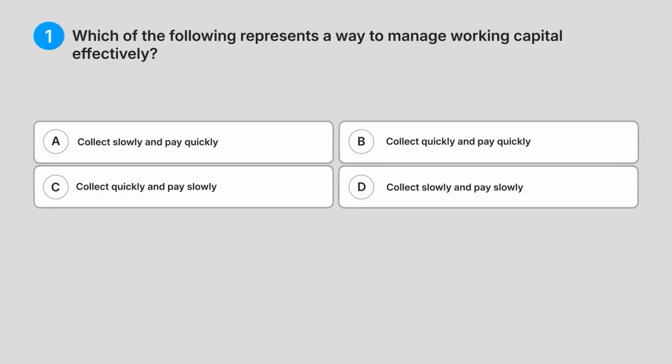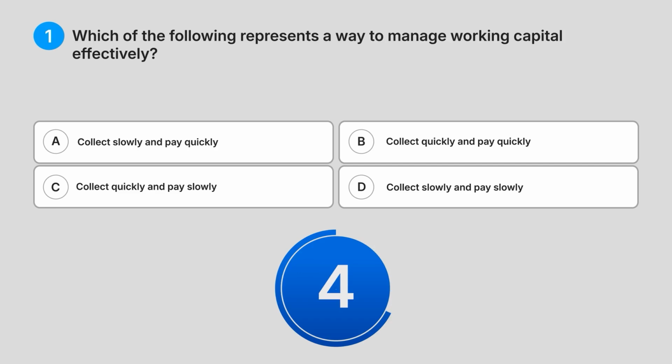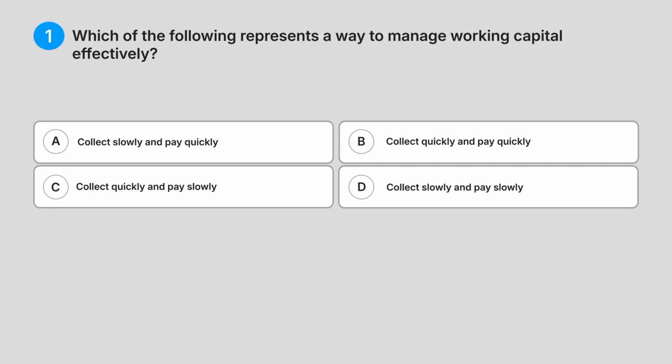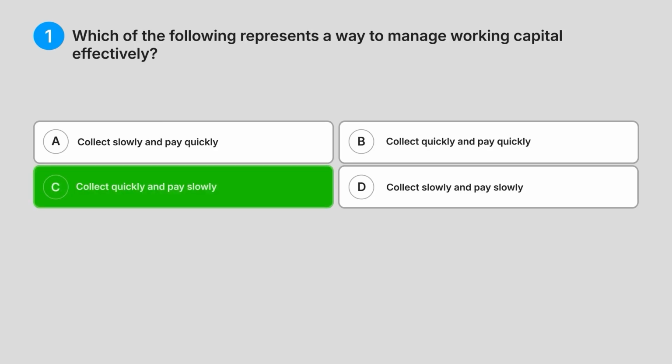1. Which of the following represents a way to manage working capital effectively? A. Collect slowly and pay quickly. B. Collect quickly and pay quickly. C. Collect quickly and pay slowly. D. Collect slowly and pay slowly. What do you think is the answer? Correct answer, C. Collect quickly and pay slowly.